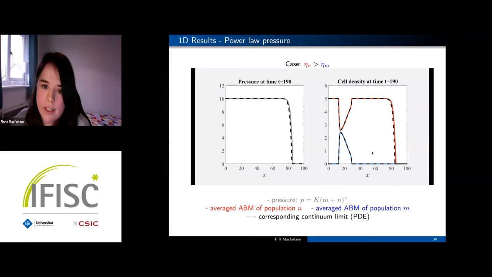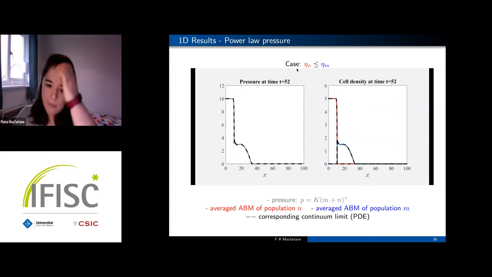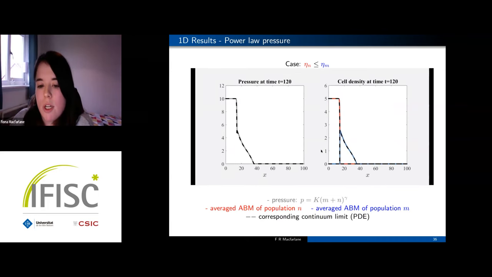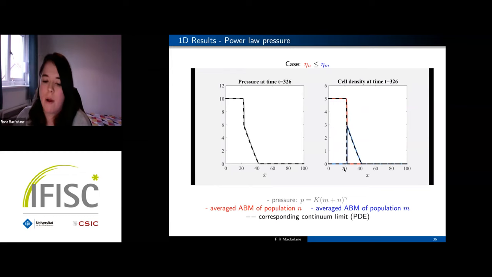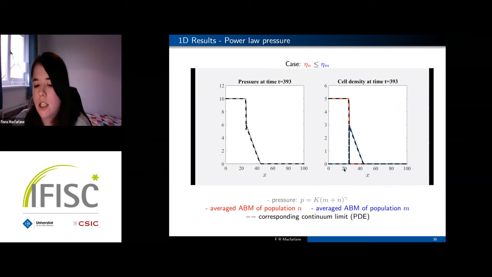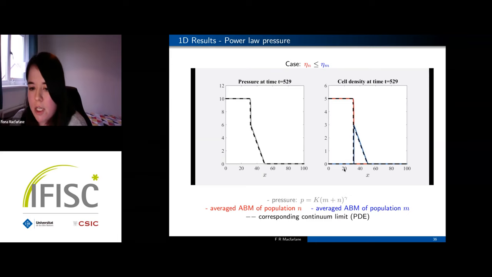But what's interesting is if we switch these two mobility parameters and make it so that the invasive population is less sensitive to the pressure gradient, we get something different. This time when we run the simulations, we see that we don't get mixing of the two populations, but instead we get this spatial segregation, where the stable population is essentially pushed along by the invasive population throughout the spatial domain.